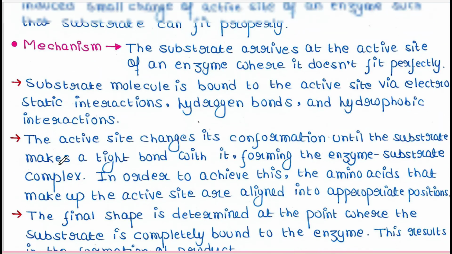The substrate molecule is bound to the active site via electrostatic interactions, hydrogen bonds and hydrophobic interactions. So once a substrate binds the active site, there are many types of interactions, such as electrostatic, hydrogen and hydrophobic interactions.